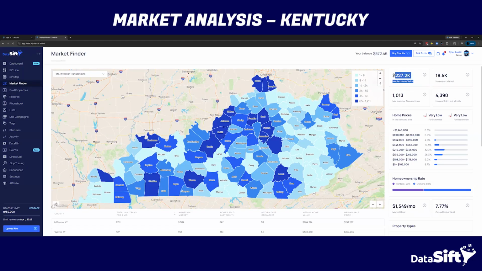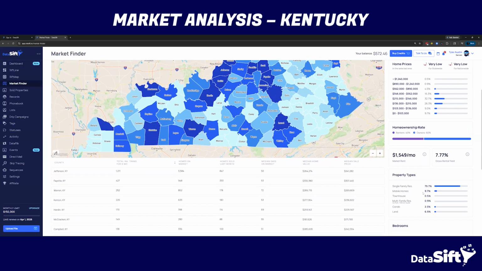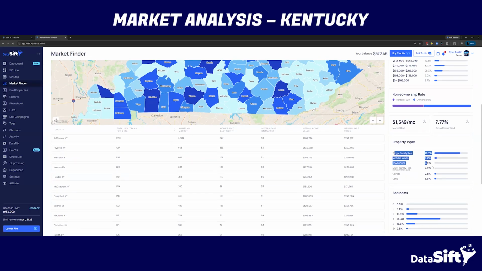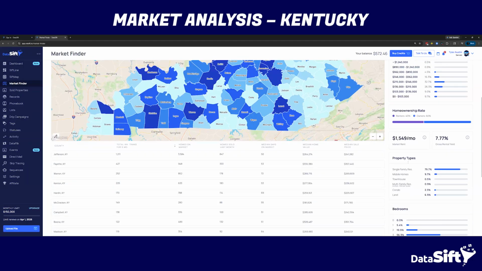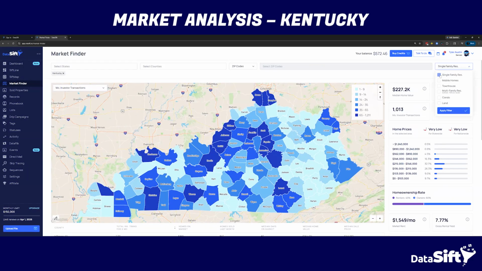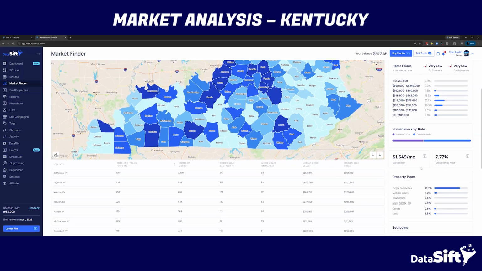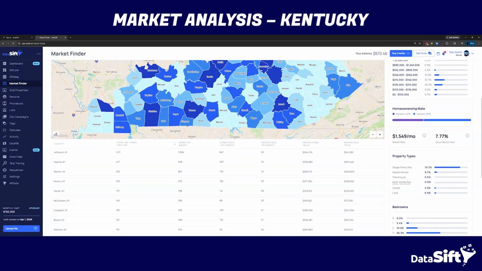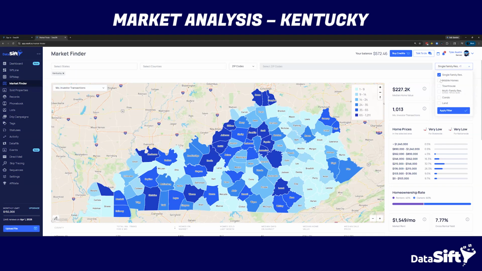So I can see in the top right corner my median home value. I can see the breakdown of my home prices here by percentage, and then I can see the property type breakdowns. I'm going to make it single family residence only. You do have a decent amount of mobile homes here. I don't care about condos, and I'm not caring about land now. So I'm going to do single family residence and mobile homes and click apply.